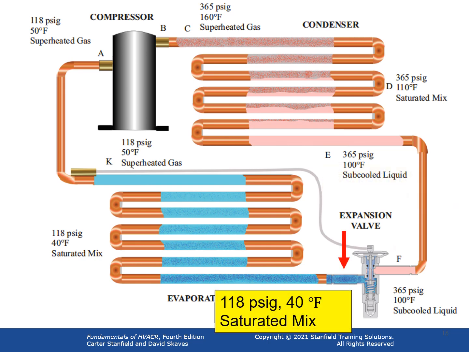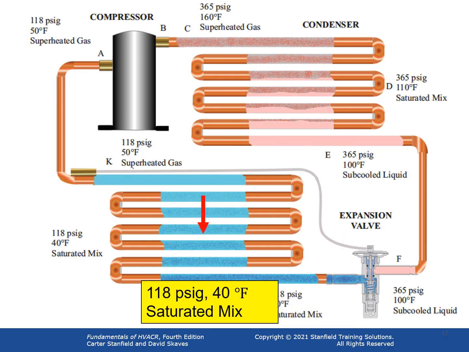The refrigerant leaving the metering device is a much lower pressure and temperature. In passing through the metering device to the low-pressure evaporator, some refrigerant is evaporated, cooling the remaining liquid. The refrigerant is typically a mixture of 75% liquid and 25% vapor at this point. In our example, the refrigerant is at 118 psig, 40 degrees Fahrenheit, which is a saturated mix.